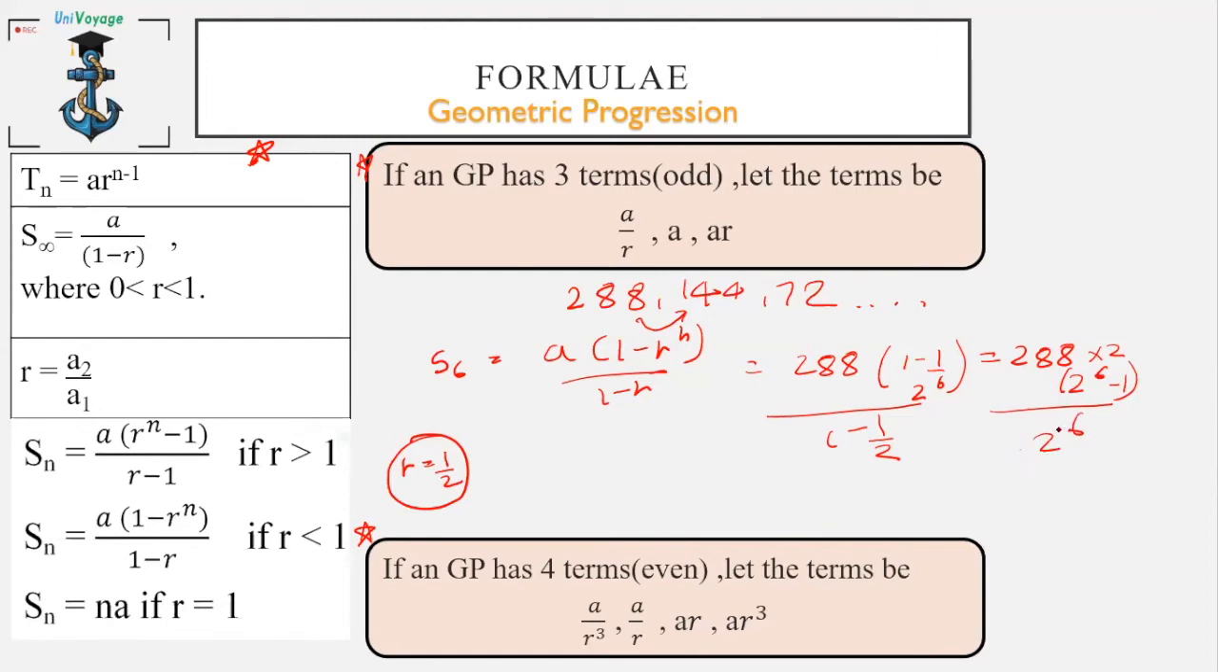So we can cancel this 2 and this 2 here. This will become 2 raised to 5. And 2 raised to 5, which is 32, goes 9 times into 288. So this would become 9. It would give you 9 into 2 raised to 6 minus 1, which is 64 minus 1, 63, into 9, which is 567. So let's proceed.